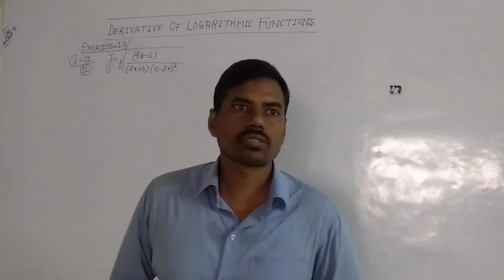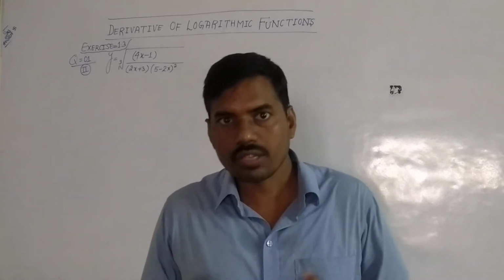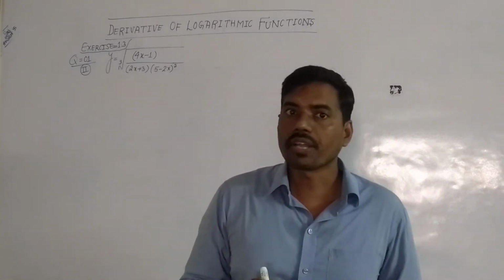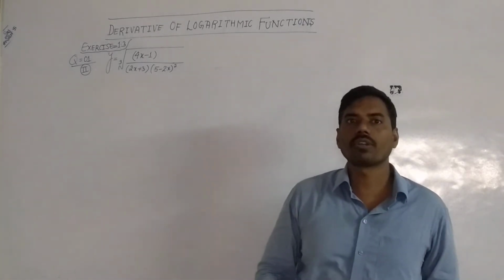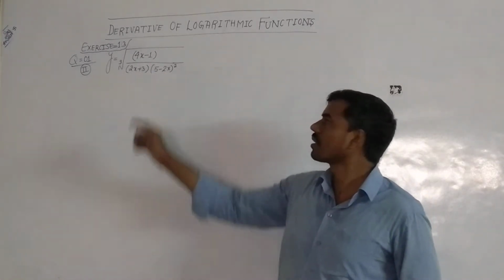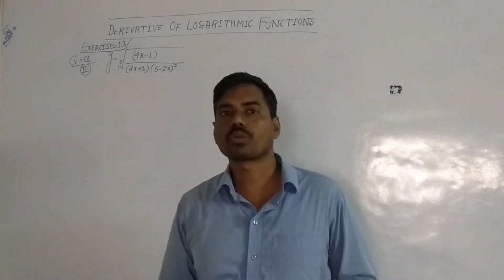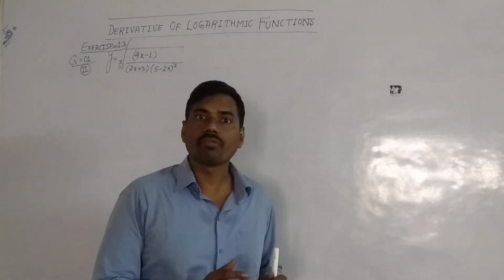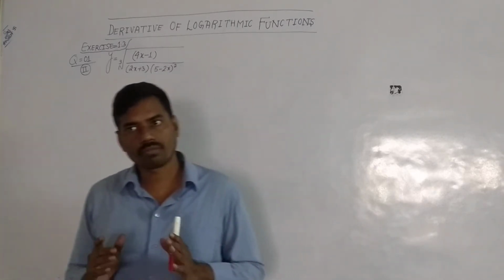Okay students, let us solve our exercise 1.3, question number 1, and the sub part of question number 1 is 2. Here we have to differentiate y is equal to cube root of (4x minus 1 divided by 2x plus 3) whole divided by (5 minus 2x) to the power 2. Okay, this one is a complicated function that can involve product, quotient and power of functions.